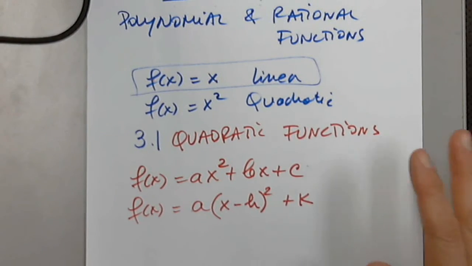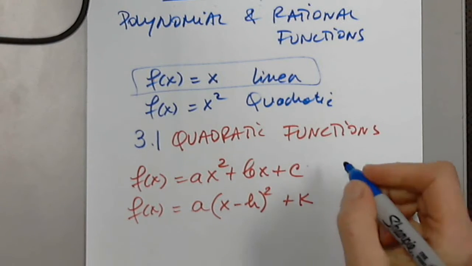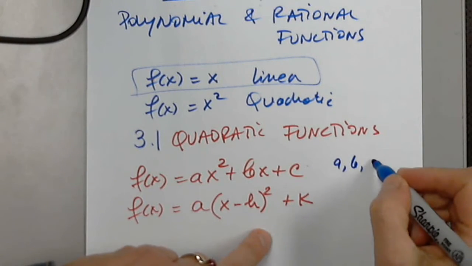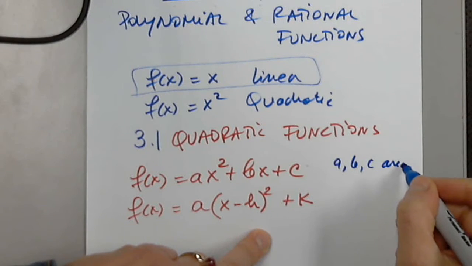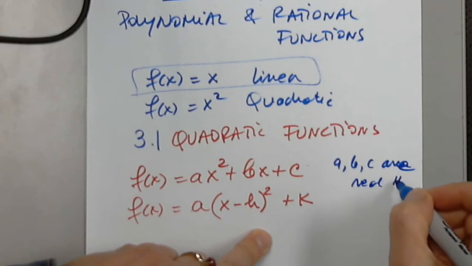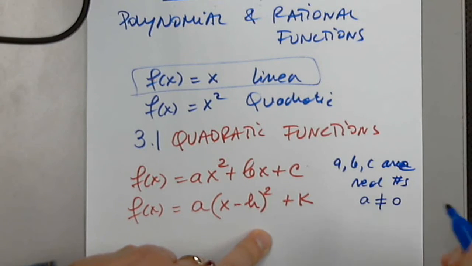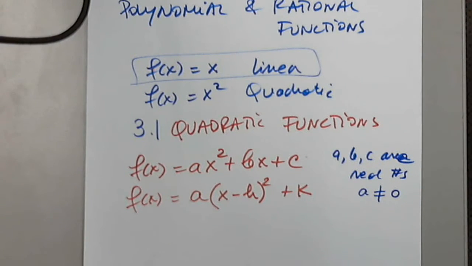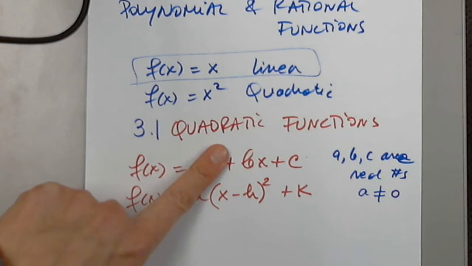Okay, let me just re-emphasize that a, b, and c are real numbers. But a, I claim, cannot be 0. Can anyone explain, other than Tom, why a cannot be 0? b and c can be 0, but a cannot be 0. What happens if this little a is 0? It makes it not quadratic. Exactly. That's what happens. It collapses into a linear equation.